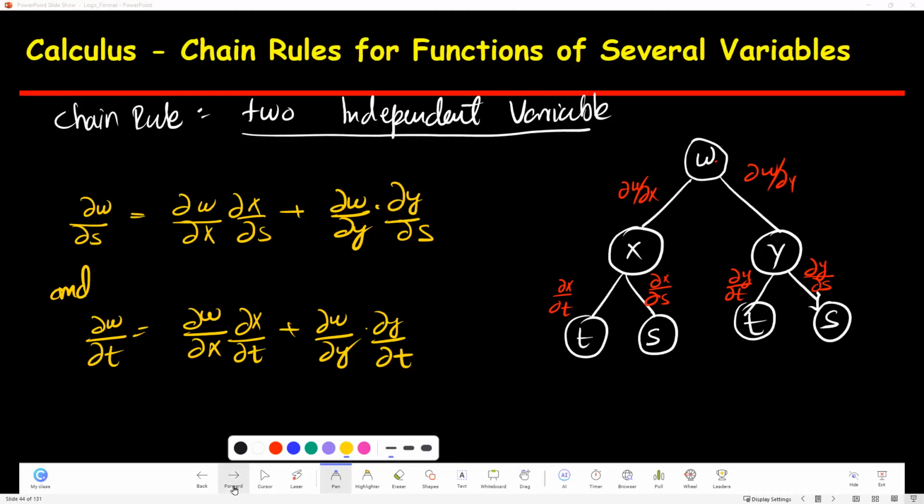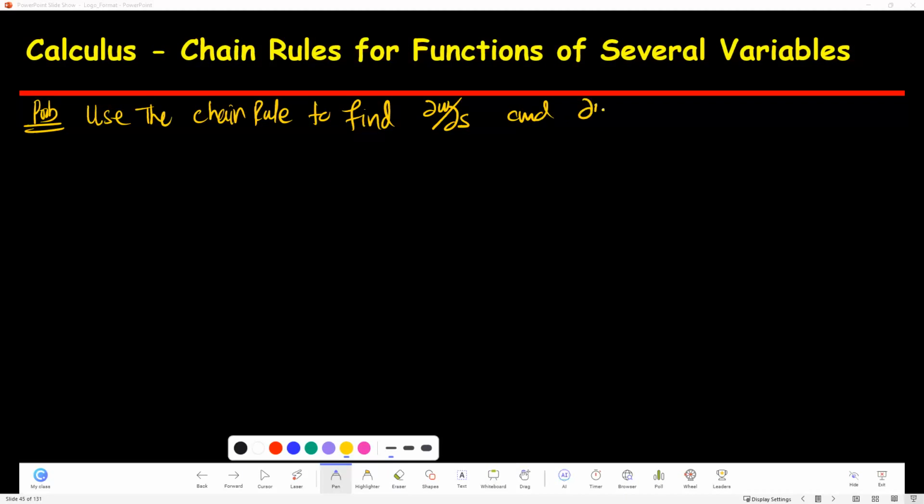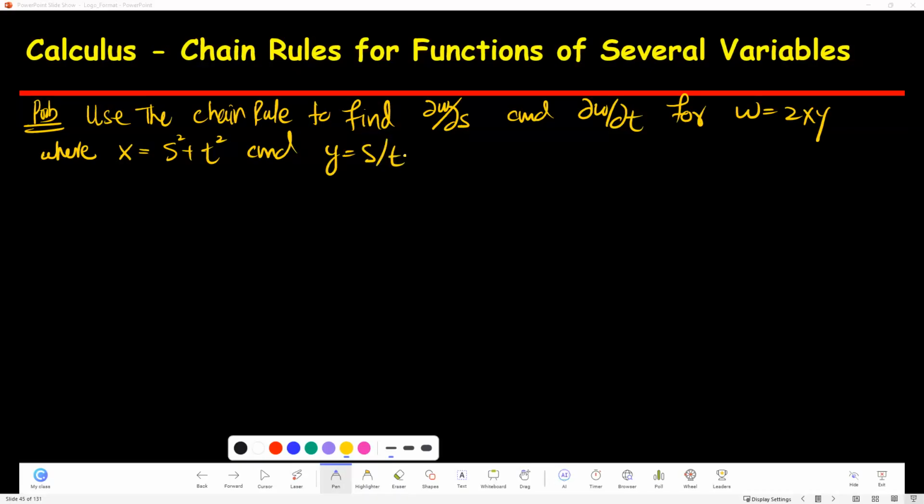Okay, let's do a problem for this one and see how it goes. Let's take a look at another problem. Use the chain rule to find dw over ds and dw over dt for w equals 2yx, where x and y are given in the form of s and t. x is given in the form of t and s both, and y is given as s over t. So you can pay attention here, I have both variables involved, guys. That's why it's a two-variable function.